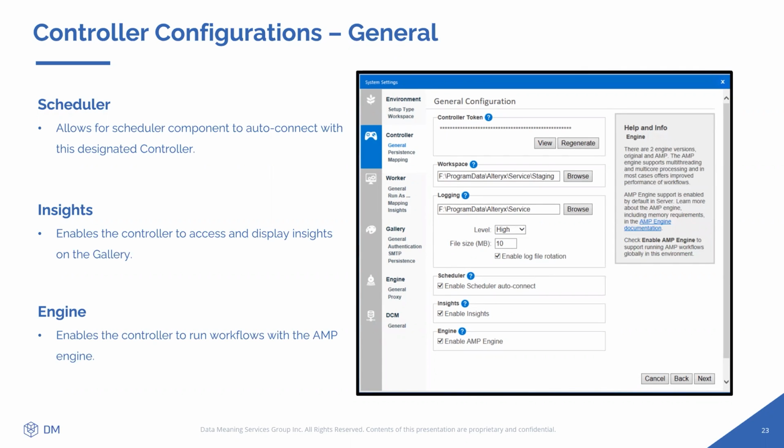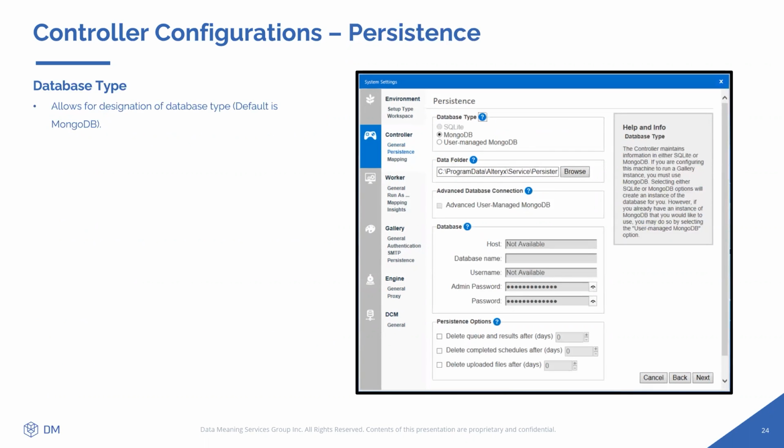So the controller can run workflows that use the Alteryx multi-threaded processing engine, the AMP engine, which in most cases offers improved performance of workflows. But if you enable it, then you also need to set at least one worker to run the AMP engine. And we're going to see more on the session engine right at the end. So just going to enable the new AMP engine to get improved performance of workflows. Okay, next, the database type.